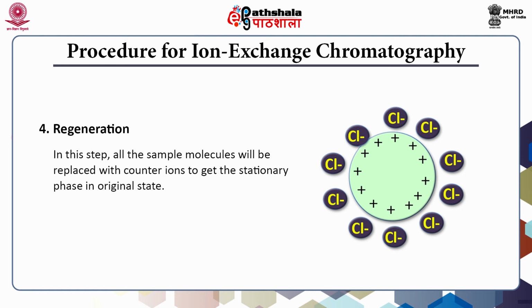The first step is the equilibration, the second step is the sample application, the third step is the washing and elution, and the fourth step is simple regeneration. So, after regeneration, we can reuse the column for the next experiment. So far, we have discussed the principle of ion exchange chromatography, the kinds of ion exchangers, how to choose the ion exchanger, what the pH of the eluent is, and the procedure of ion exchange chromatography. Let us discuss the applications of ion exchange chromatography.